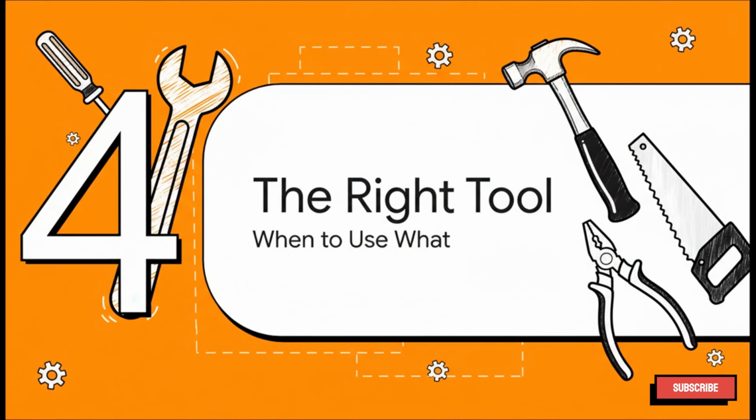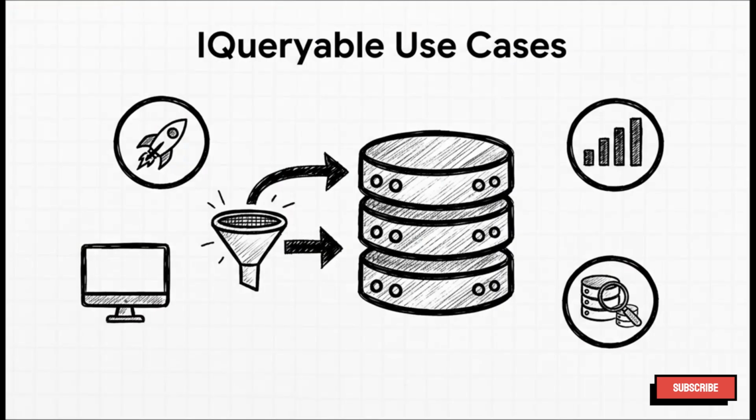Okay, so after all that, you're probably thinking, great, I'll just use IQueryable for everything. Well, not so fast. It's not about one being good and the other bad. It's always about using the right tool for the right job. So when should you reach for IQueryable? Simple. Anytime you're talking to a database, especially with something like Entity Framework. If you're working with potentially huge data sets and you need to do any kind of filtering, sorting, or paging, you absolutely want to let the database do that heavy lifting for you. It's just fundamental for building fast, scalable applications.